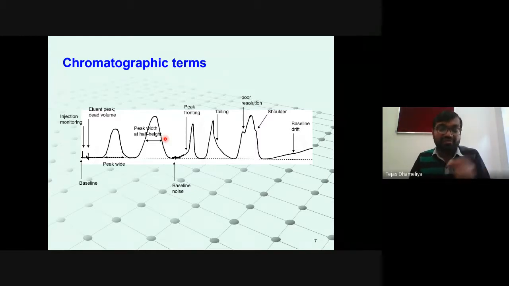We will see one formula where the peak width at half of the height is considered. We will see the formulas for number of plates, theoretical plates, where we will see these terms. We will visit the peak width at the base as well as the width of the peak at half of the height.